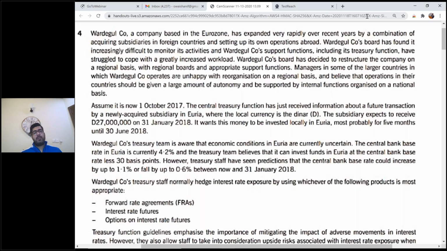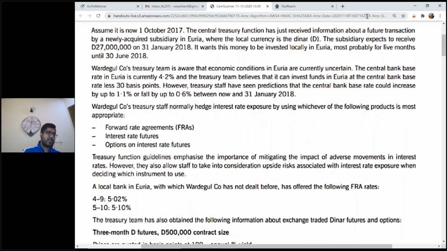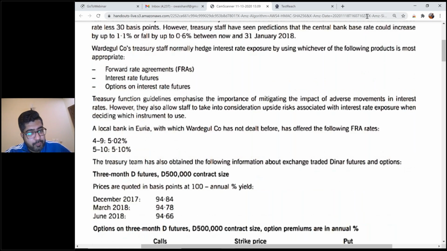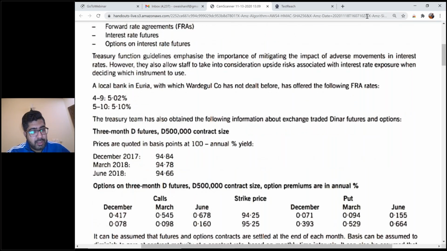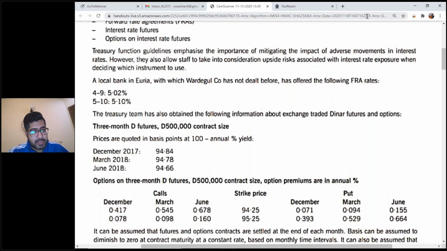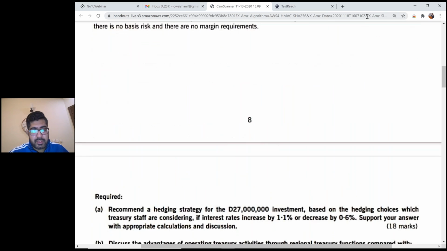Okay. Local bank has offered following FRA rates 4-9, 5-10. Treasury team has obtained information about futures December, March, June, and of options. 2 exercise prices are given. Calls December, March, June, and puts December, March, June. And the requirement is recommend a hedging strategy for dinar 27 million investment based on hedging choices the staff are considering. Futures, options, and FRAs. If interest rate increase by 1.1 or decrease by 0.6.